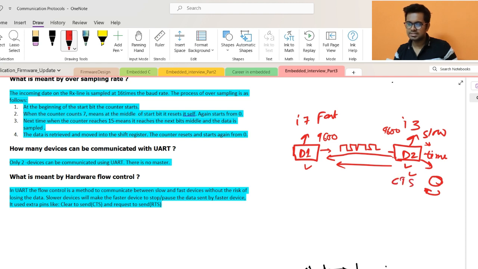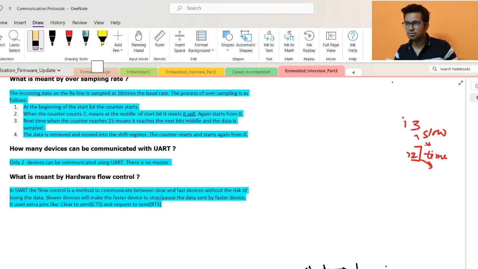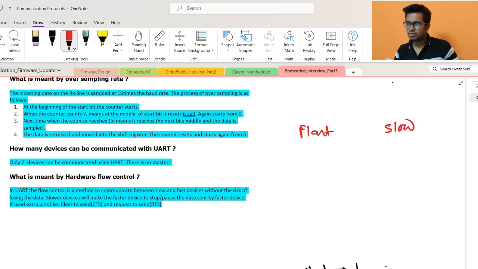One is CTS, that is clear to send, and one is RTS, request to send. So if D2 is busy, then D2 will hold the clear to send signal, and when D2 is free, then it will send the RTS message saying that I am now ready, please send the data. So hardware flow control is very simple. It is only to be done when there are two devices, one fast and one slow. There will be two pins, CTS and RTS. Similarly here, CTS and RTS.